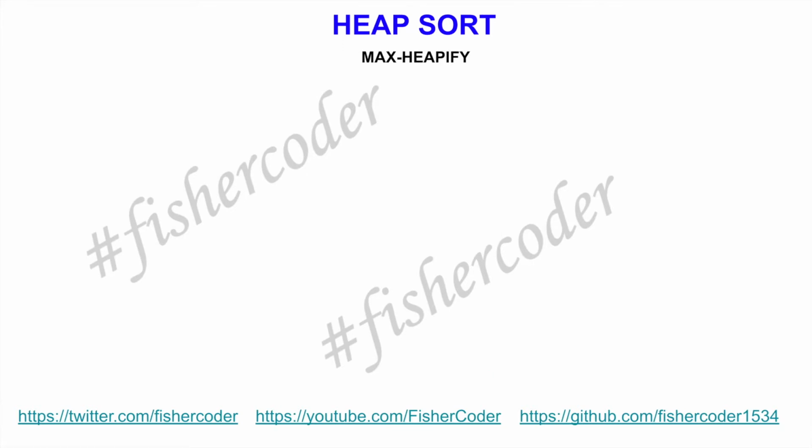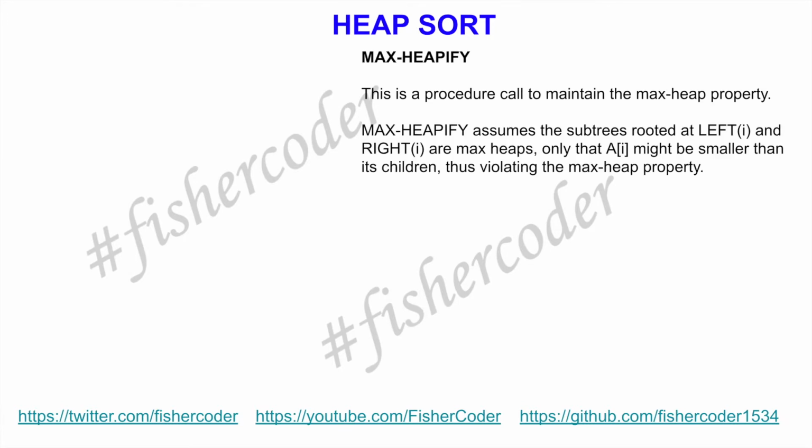With that said, let's talk about one very important procedure call. We call it max-heapify or heapify. This is a call to maintain the max-heap property. Max-heapify assumes the subtrees rooted at the left side and the right side are both max heaps already, which means they satisfy the max-heap properties. Only that A[i], the node that we are traversing right now, might be smaller than its children, either its left or right child. Thus, it's violating the max-heap property.